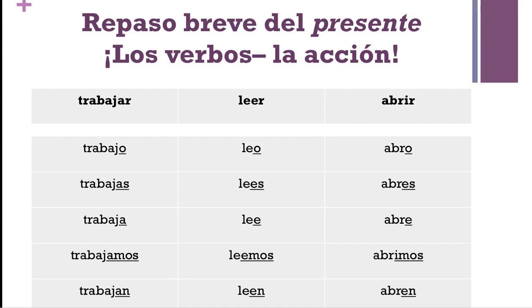For AR verbs: o, as, a, amos, an. For ER verbs: o, es, e, emos, en. And for IR verbs: o, es, e, imos, en. So hopefully that's a very boring review.